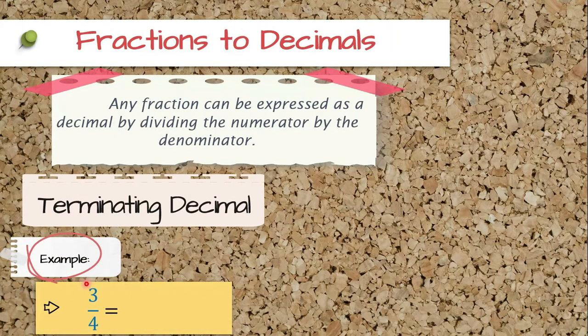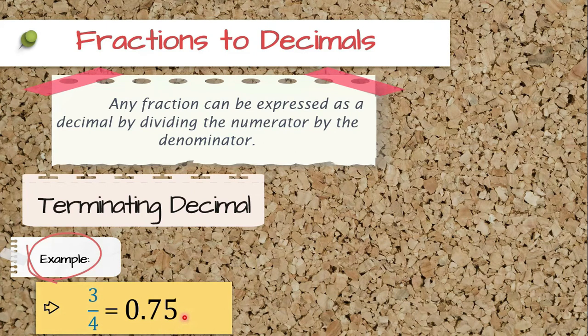Example, 3/4. How are we going to express it as a decimal? So we have 0.75. Again, you're just going to divide the numerator by its denominator. So 3 divided by 4. And that is what we call the terminating decimal.